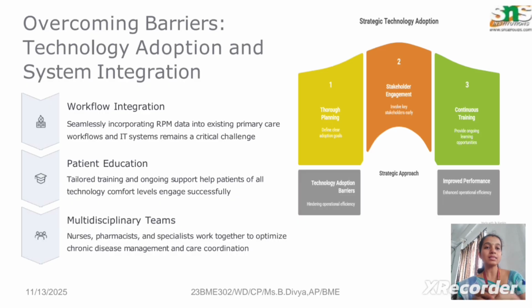Multidisciplinary teams, that is nurses, pharmacists and specialists, work together to optimize chronic disease management and care coordination. We not only need clinical assistants, we need nurses, physicians, paramedics and specialists of a specific disease who work together to optimize the management and care coordination of these chronic disease patients.